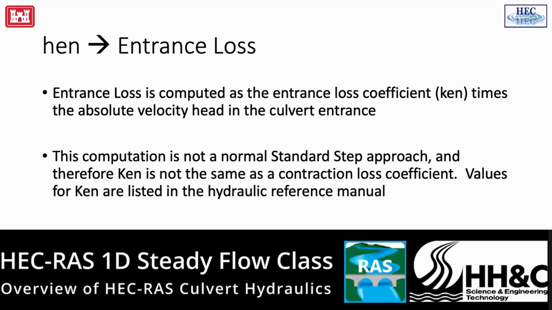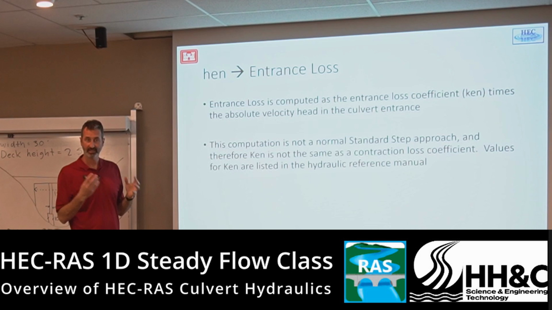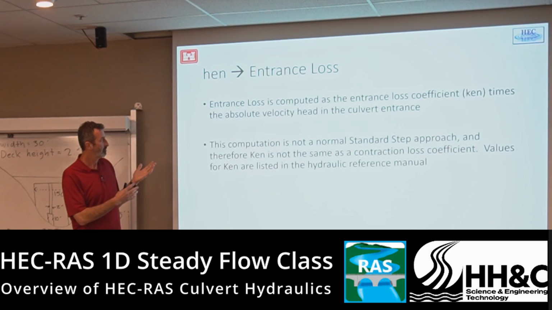Okay, on the other side, entrance loss is computed as the entrance loss coefficient times the absolute velocity head, and maybe that should be bold or underlined or something like that. We're just going to take a coefficient, take the velocity head and multiply that number, and then it's gone. Okay, that's fine. Almost all cases. Where is this not fine?